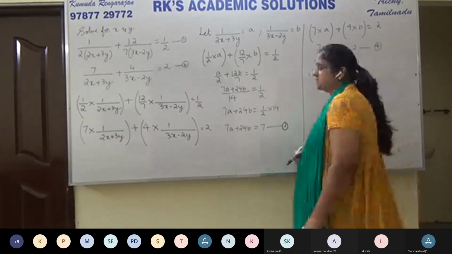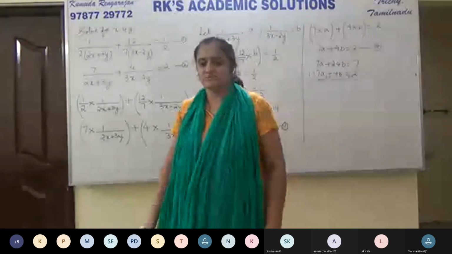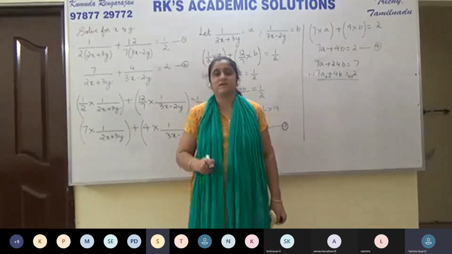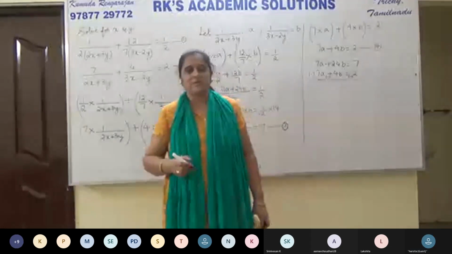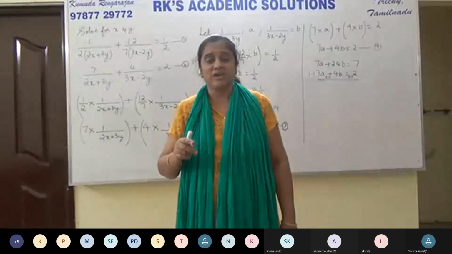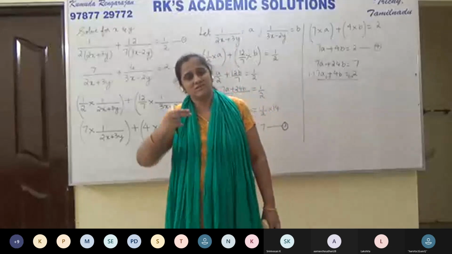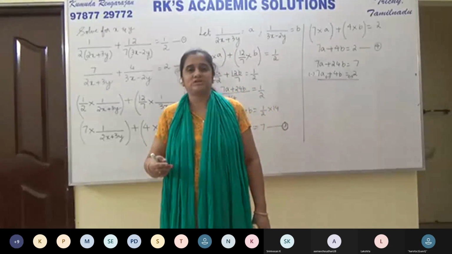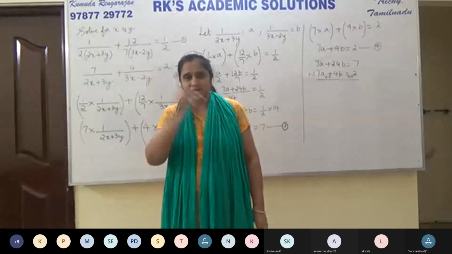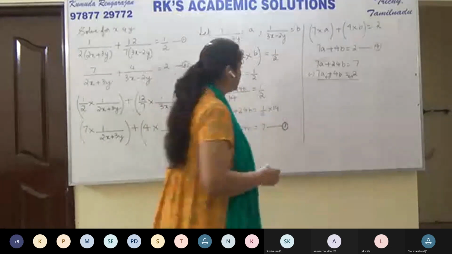Which method are we using? Which method is this, children? Elimination method. You can use any method, but why are we doing the elimination method? Because the coefficients of a are the same in both the equations. In both the equations, a has the same coefficient 7, so you can use the elimination method and cancel out that variable.